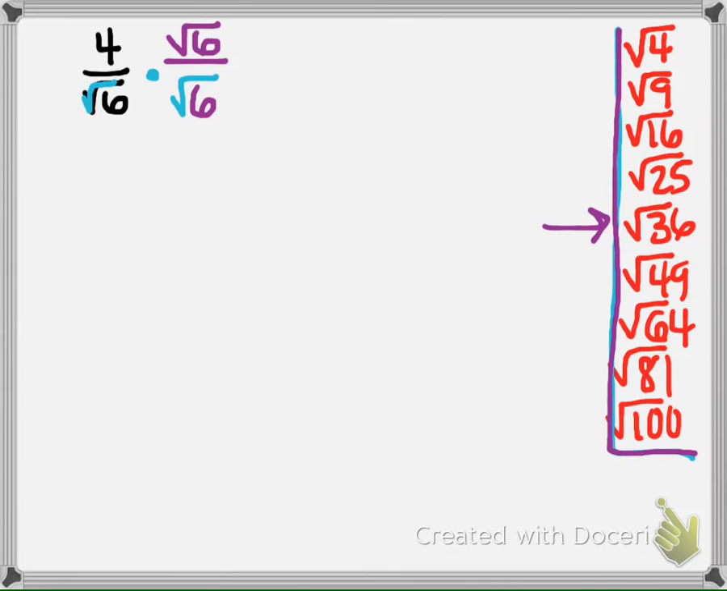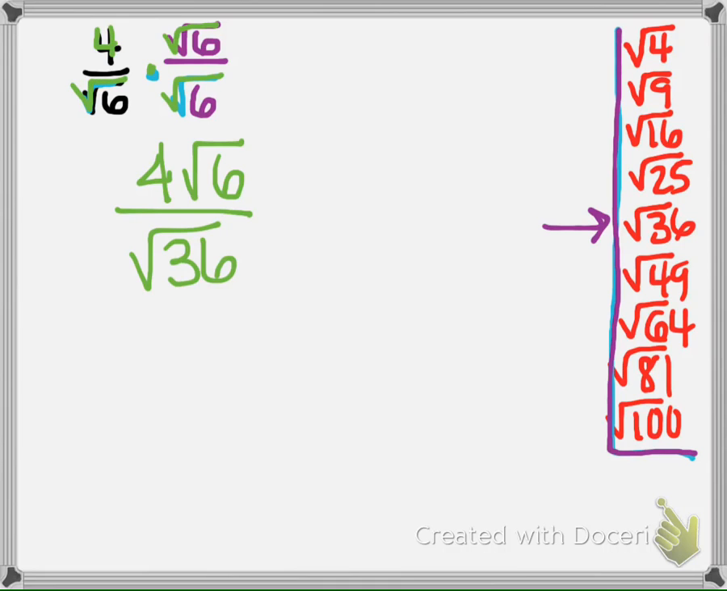So now we have 4 times the square root of 6, so 4 radical 6, over square root of 6 times square root of 6, which is square root of 36. Now it has been rationalized because the radical is out of the denominator.